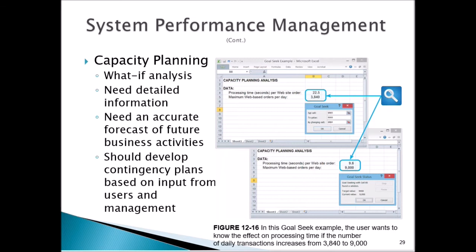Let's now discuss, as part of system performance management, capacity planning. You need to conduct a what-if analysis. What if Albertus' student size increased? The database would increase more than anticipated, which did happen, by the way. You need detailed information. You need an accurate forecast of future business activities. You need to develop contingency plans based on input from users and management. So if you have a heads up on what's upcoming, you'll have a better ability to plan to handle it.